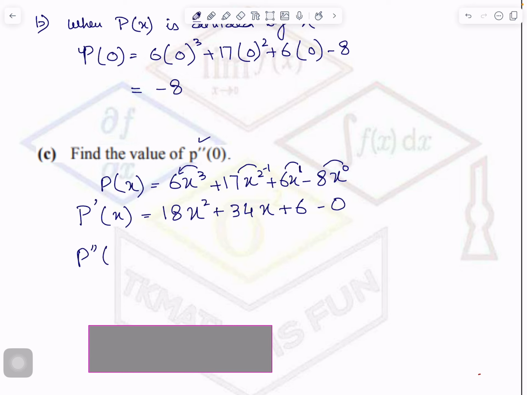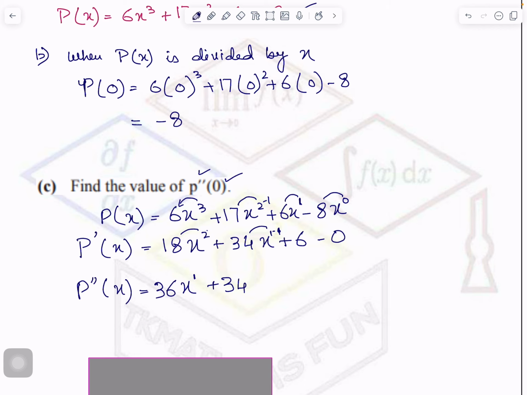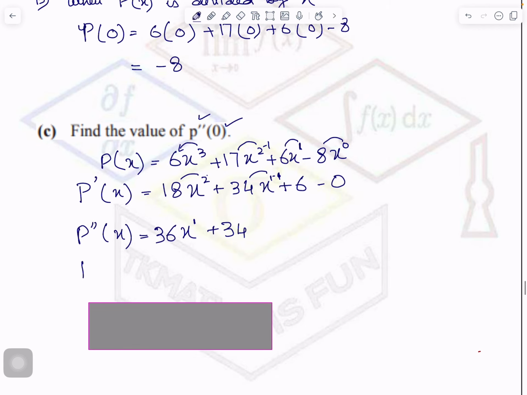Then the question is saying double derivative, so I will differentiate it again. What is 18 times 2? 36, and 2 minus 1 is 1. 1 times 34 is 34, and 1 minus 1 is 0, and anything to the power 0 is 1. And what is the question saying here? Find the value of p double derivative at 0. It means you have to substitute the value 0 now. What is the value you will get? 34, because this is 0 plus 34. So this is what you were supposed to do.